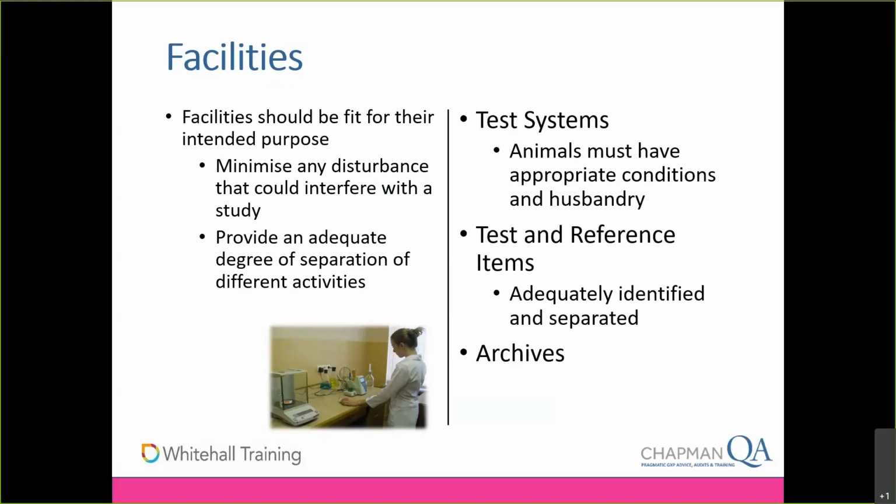Test systems, those are the animals or bugs or cell cultures or whatever it is that we're testing on, must be looked after appropriately. Now, there's such a wide range of test systems these days that GLP can't possibly specify exactly all the conditions that are needed for every species or every type of culture. So there's very general guidelines here. Similarly, with test and reference items, what GLP requires is that the materials are adequately characterized, identified, and most importantly, separated from one another so that we can be sure we're only testing one item at a time. Some requirements around archives in terms that they should prevent the untimely deterioration or loss of stored records and samples.